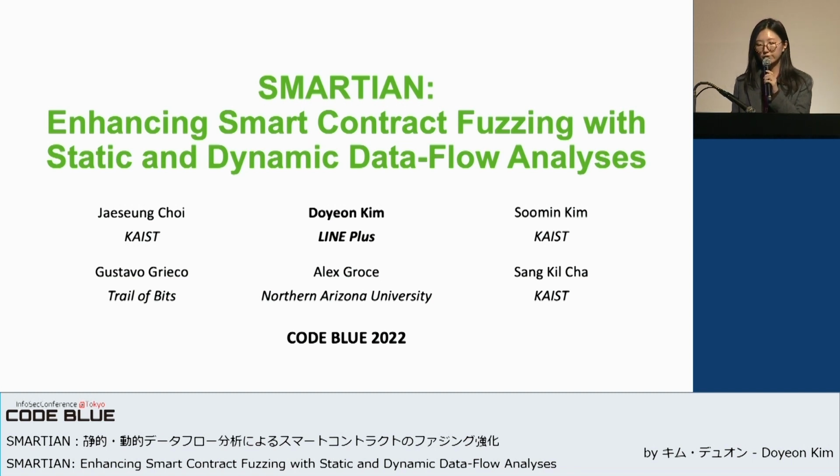We published the paper at the Automated Software Engineering Conference, which is one of the top tier conferences in the software engineering field. Also, we open sourced Smartian, which is a gray box concrete fuzzer with static and dynamic data flow analysis for finding bugs in smart contracts. Today's topic is the same. If you are more interested after listening to my presentation, you can read our paper and see our open sourced project named Smartian.